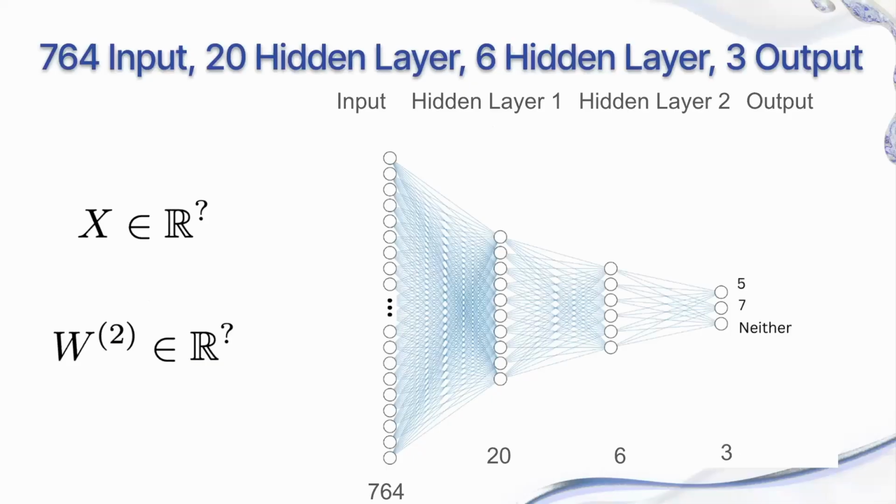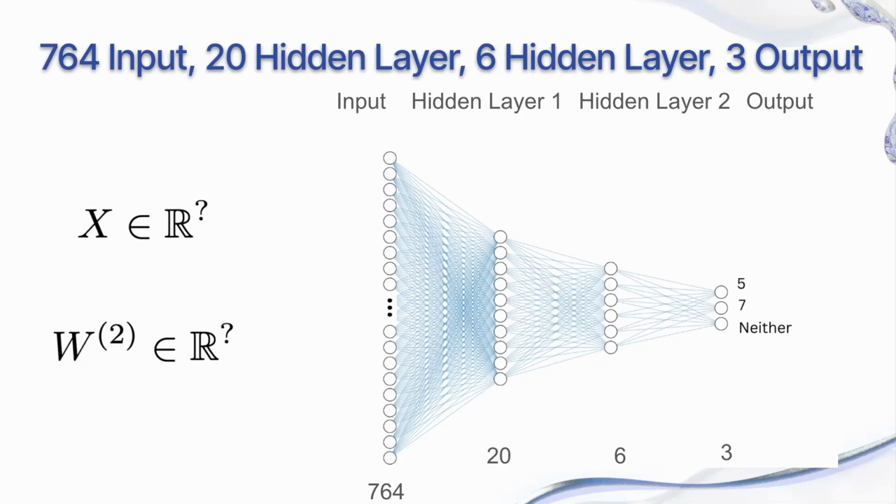Now, again, this is what I mean by arbitrary. Let's just say, for example, we have this neural network with 2 hidden layers. The first hidden layer has 20 nodes. The second hidden layer has 6 nodes. Our input dimension is 764. What would our weight matrix be for our second hidden layer? So it'd be this one. There's 20 nodes here and 6 nodes here. So 6 by 20. Yeah, 6 by 20.